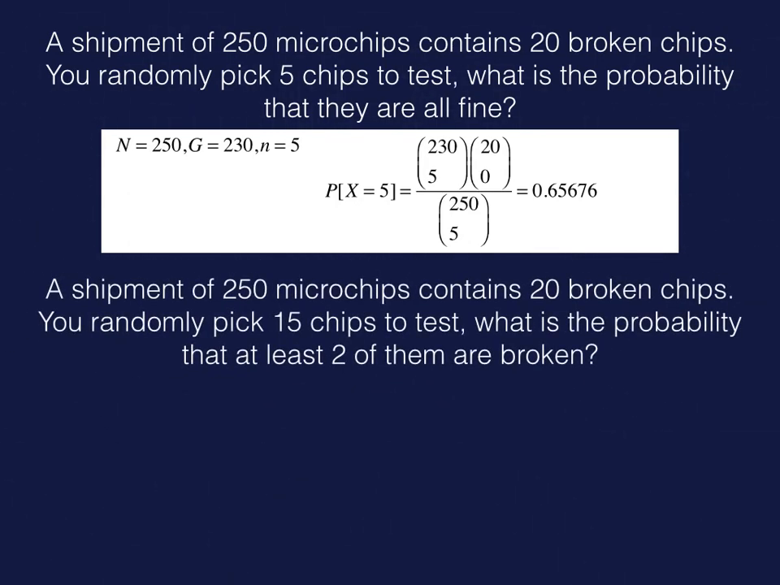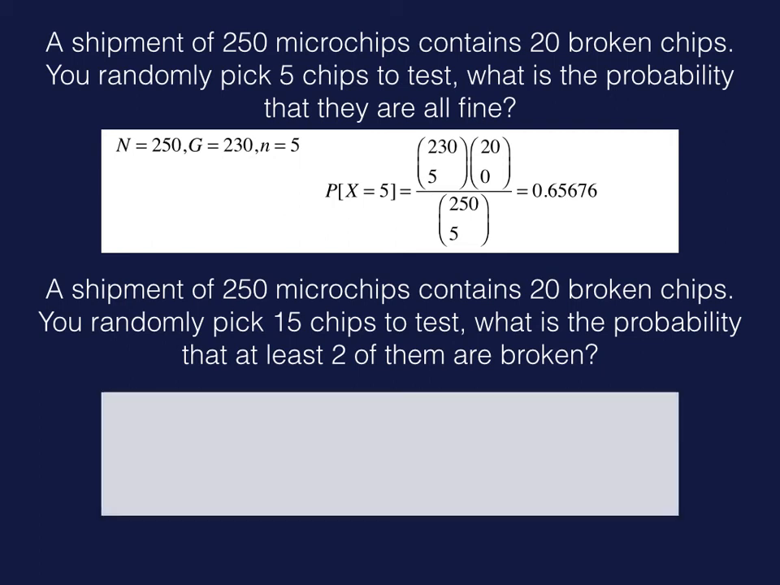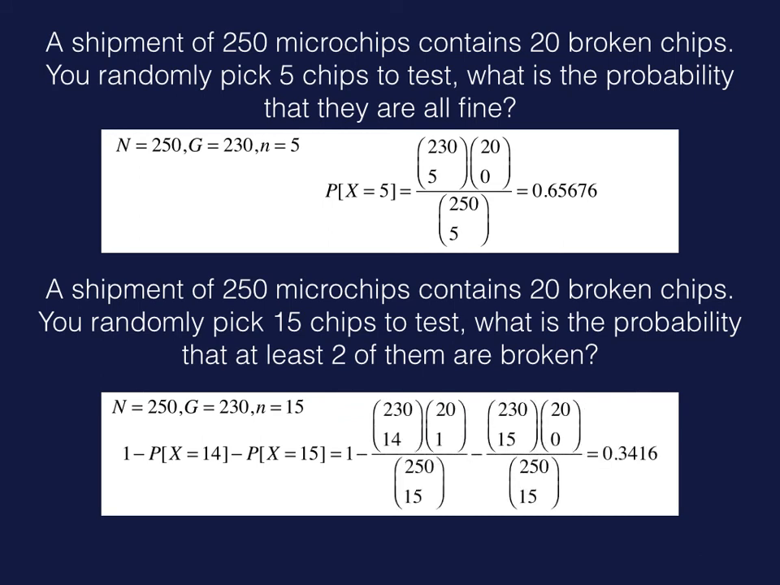Okay, same basic setup. I have 250 objects, 230 of them are good, but now I'm going to grab 15 of them, so little n is 15. I want the probability that at least 2 of them are broken. Well, I'm going to do 1 minus the chance that 0 are broken or 1 is broken, which, if we switch to thinking about good objects, is 1 minus the probability of getting 14 good objects or 15 good objects. And plugging those numbers in, we get an answer of 0.3416.